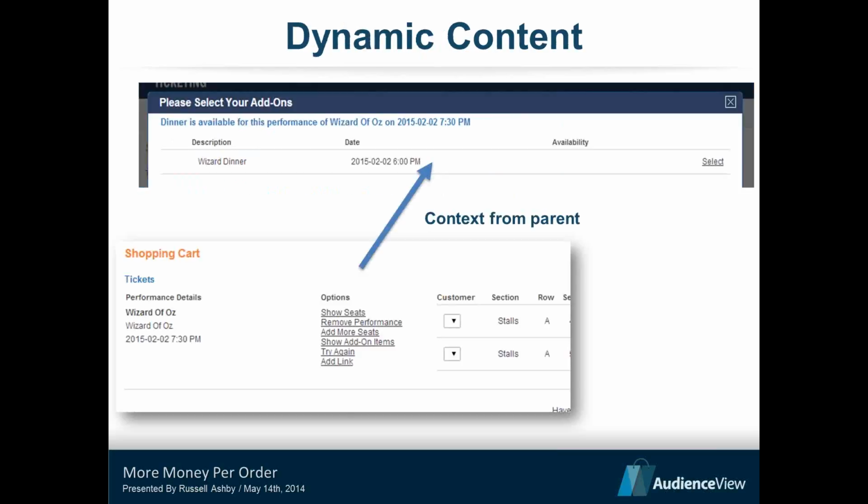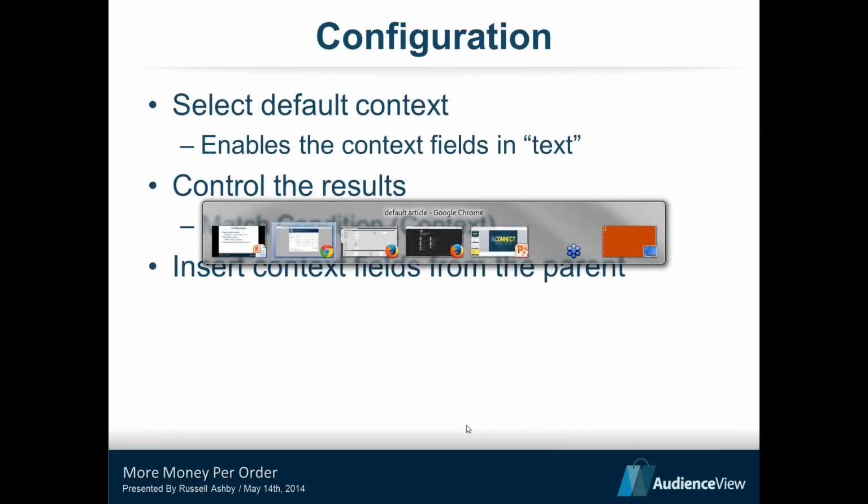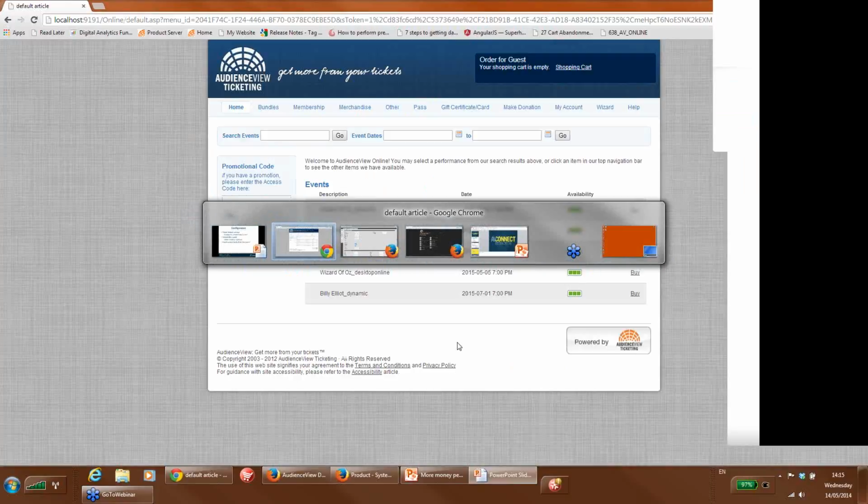So really what will happen here is that I'll select a product and add it to the order. And what I want to happen is I want to produce an add-on article, and I want to change the content of that article based on the product that's being added to the order. And like I said, it's called article context. And so I'm just going to jump over to Audience View and show you how I've configured this.